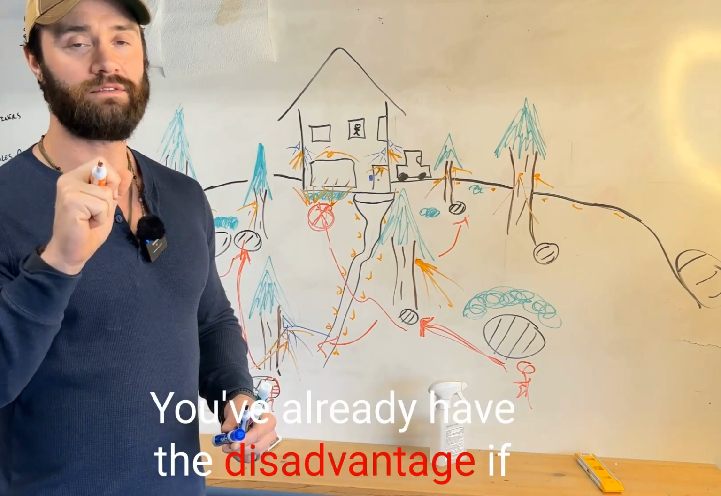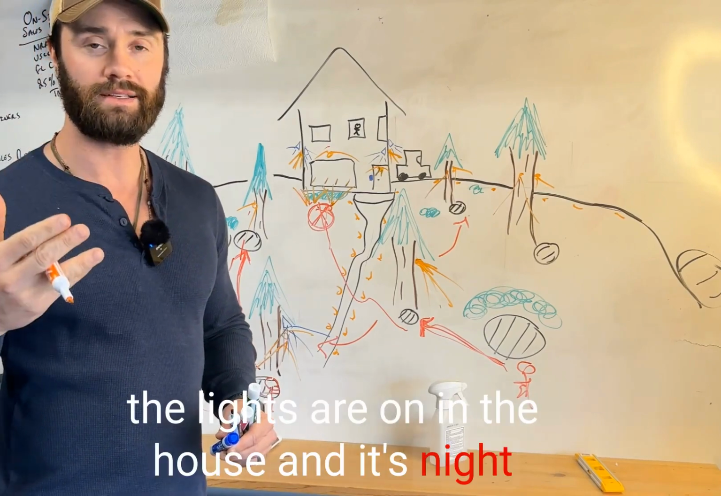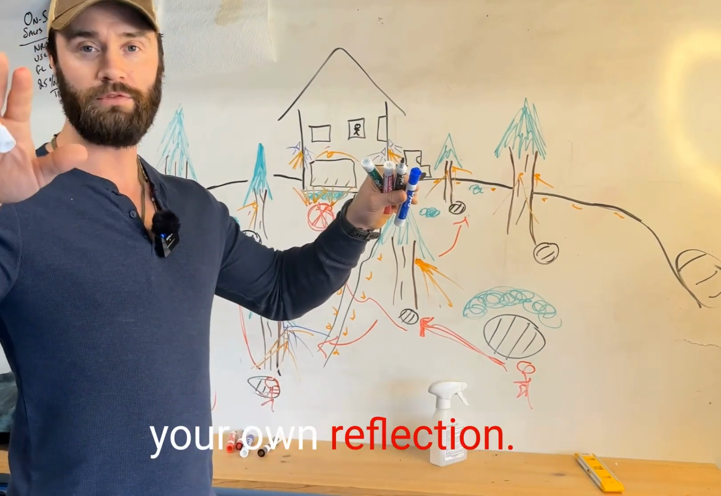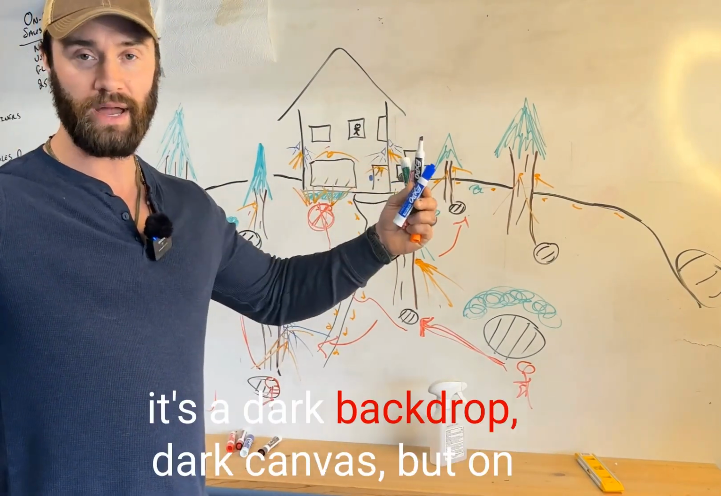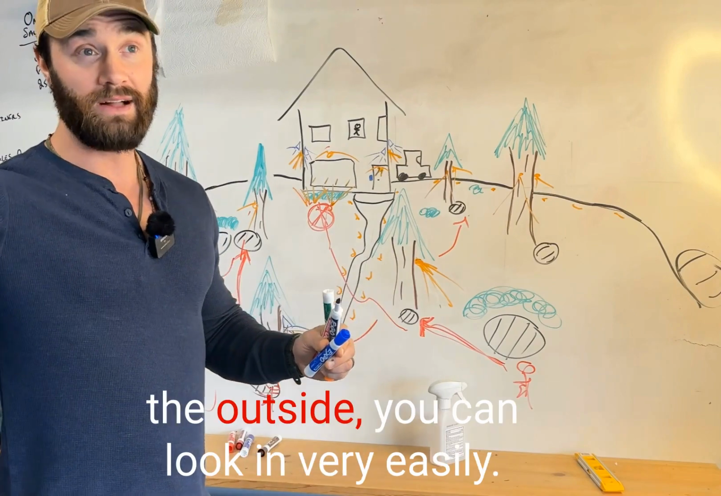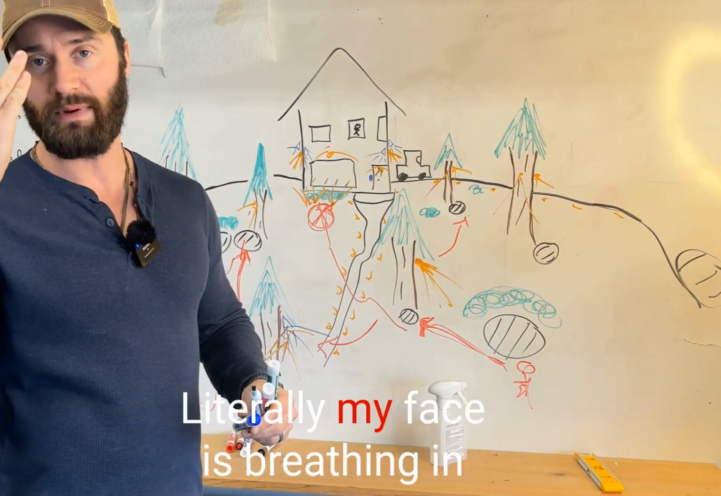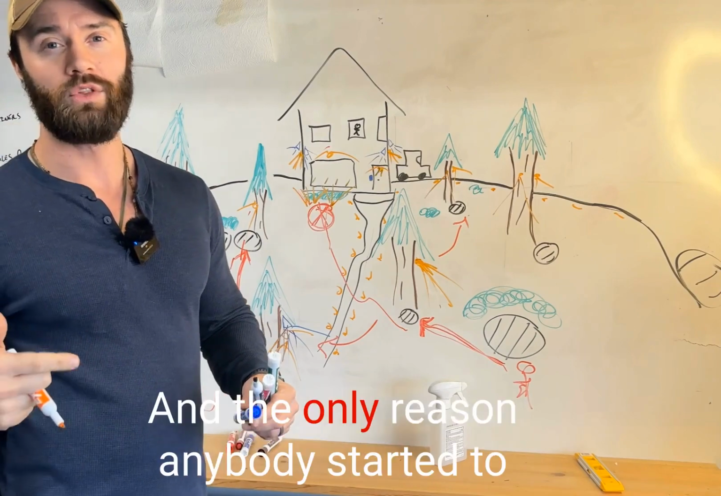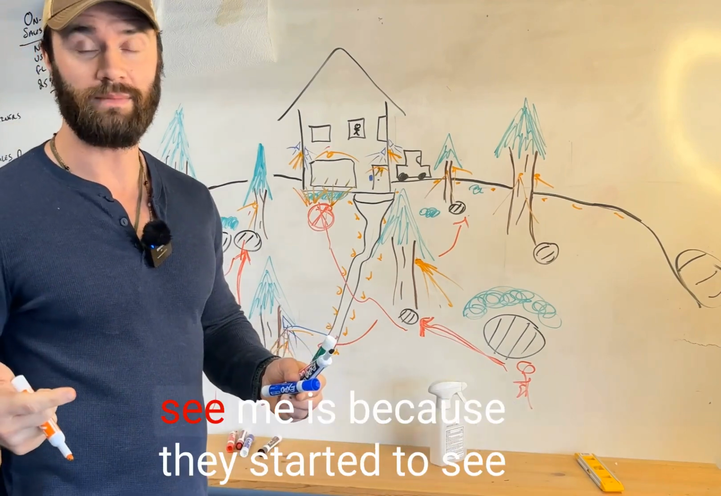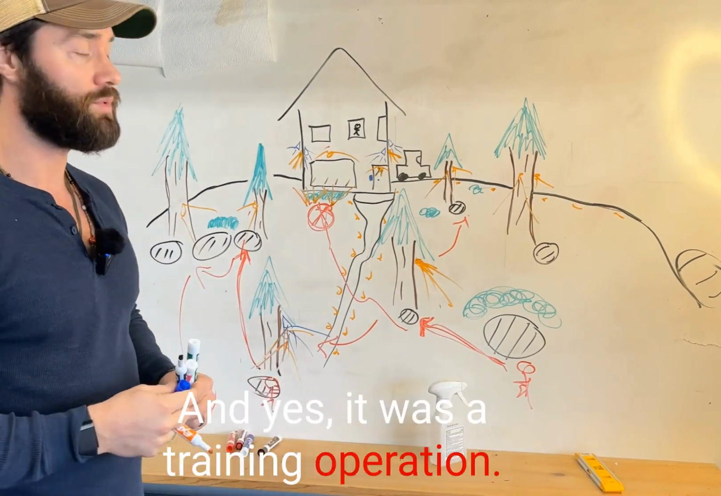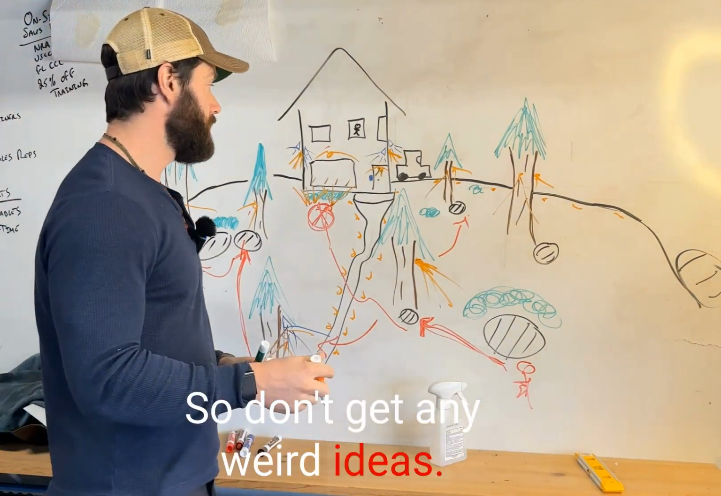You already have the disadvantage if the lights are on in the house and it's nighttime, because when your lights are on, that glare in the window, you're going to see your own reflection when you try to look out into the dark. It's a dark backdrop, dark canvas. But on the outside, you could look in very easily. I've been right up on windows. Literally, my face is breathing on the window. And the only reason anybody started to see me is because they started to see my fog in the window. And yes, it was a training operation, so don't get any weird ideas.